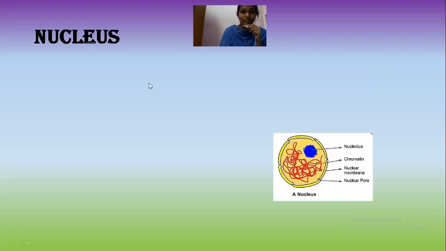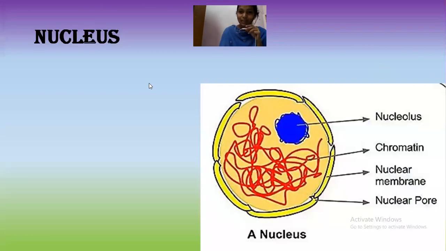The nucleus is bound by two membranes. This is the structure of the nucleus. Have a look here. This is the outer nuclear membrane and this is the inner nuclear membrane, and these are small pores. The nuclear membrane is not at all continuous. These nuclear membranes leave very small pores, which are called nuclear pores.